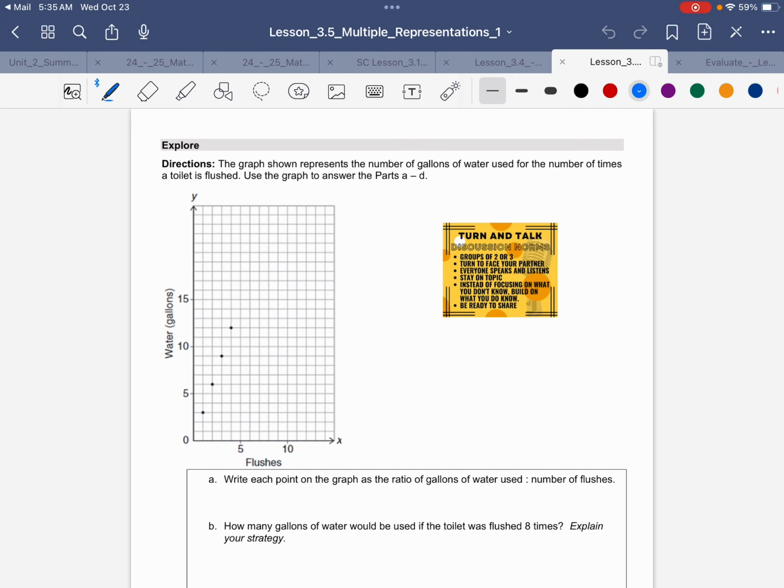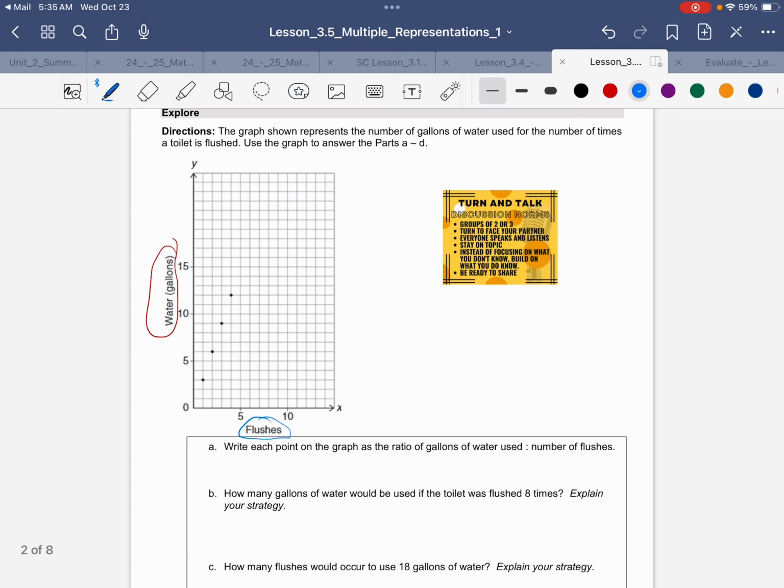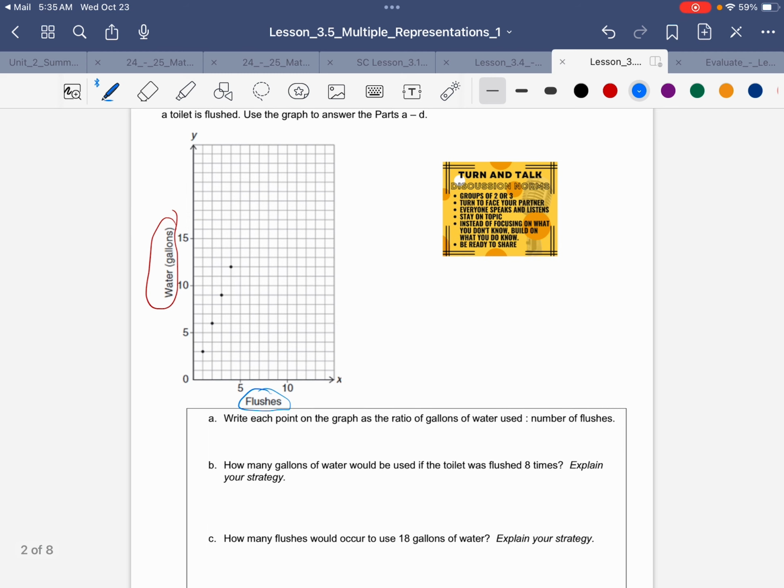Okay, next, we're going to be looking at the explore section. So the directions here say the graph shown represents the number of gallons of water used for a number of times a toilet is flushed. Use the graph to answer parts A through D. So we have our water in gallons over here on our y-axis, and you have our flushes over here on our x-axis. So what you're going to do is, A says, write each point on the graph as a ratio of gallons of water used, number of flushes. So our ratio is gallons of water used to number of flushes.